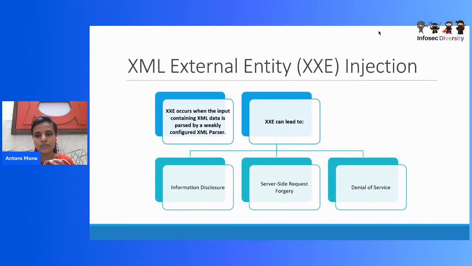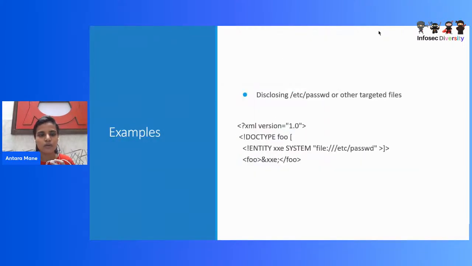XXE can also lead to information disclosure, like viewing internal files in a way that an arbitrary user should not have access to, right? Server side request forgery, denial of service attacks, just by creating payloads of it, right? So an example is disclosing the etc file or other targeted file.